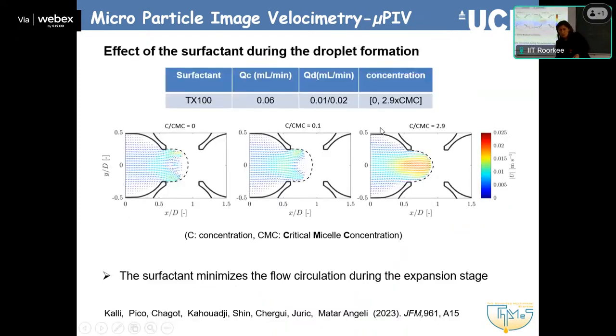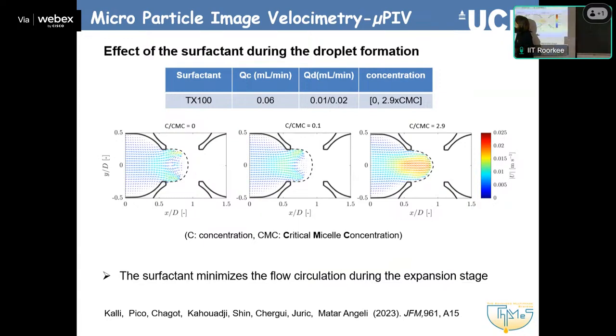So just to show you some results from that, I'm not concentrating on physics in this lecture. It's more about the techniques, but it can actually give you a lot of interesting information. So here we have again the droplet generation. In that case, we used different surfactant concentrations: no surfactant, a little bit of surfactant, and a very high concentration of surfactant, above CMC. And it's quite interesting how the velocity fields inside the drops change.